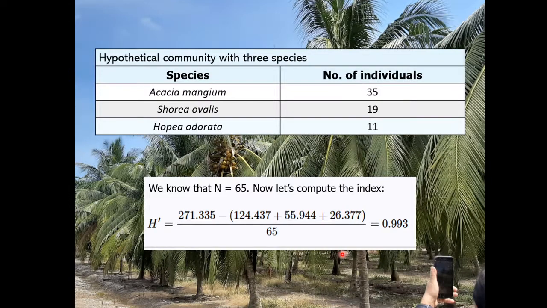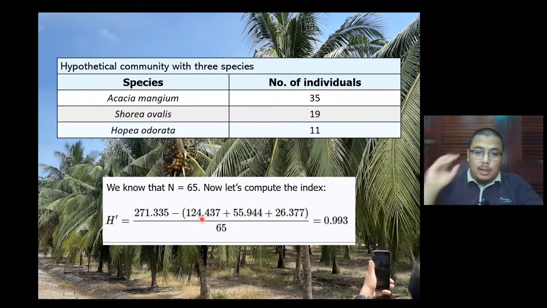Having said that, let's compute the Shannon-Wiener diversity index for the same hypothetical community in the previous example. We know that n is equal to 65. Now let's compute the index. We put in all the information there, and then we get the Shannon-Wiener index as 0.993.